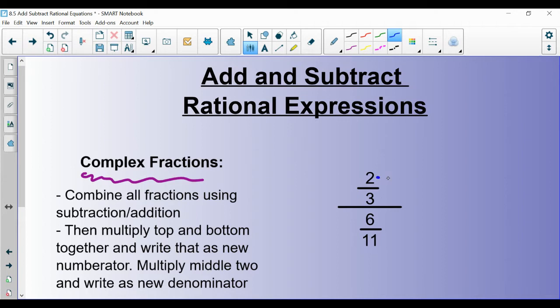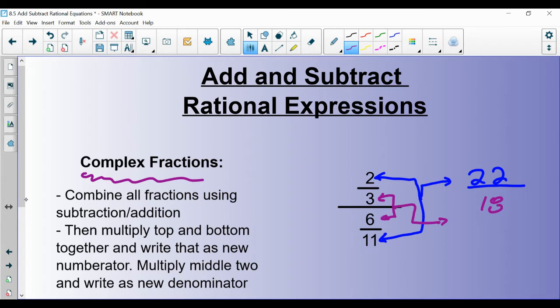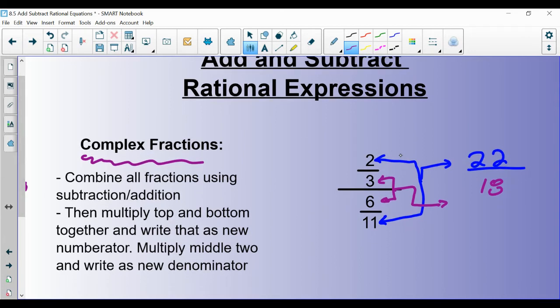Basically what it is, take the top one and the bottom one and multiply those two things together, and that's going to be your numerator. 2 times 11, 22. Then take the middle two and multiply those together, and that's going to be your denominator. So 3 times 6, that would be 18. 2/3 divided by 6/11, you probably wouldn't have had any idea how to do it, but realistically, super easy. Take the top and the bottom one and multiply them. That's your numerator. The middle two, multiply them. That's your denominator. We would, of course, have to reduce this fraction to 11/9, and we'd have our answer.